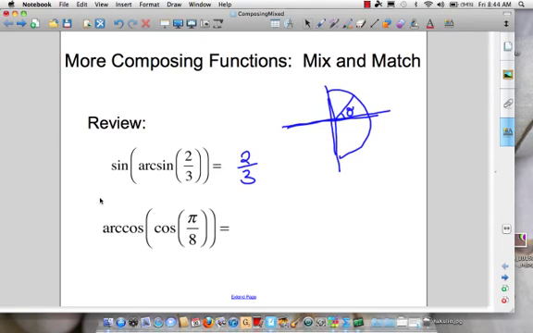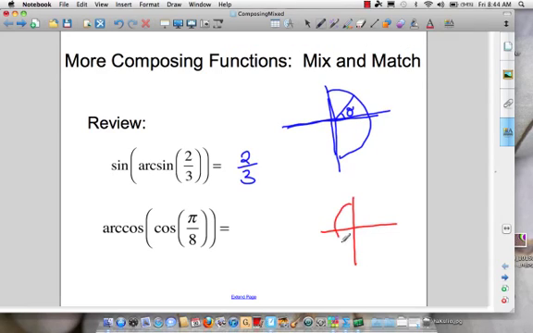If the inverse trig function is on the outside, in this case arc cosine, and the trig function, in this case cosine, is on the inside, you do have to think a little bit more carefully. Since pi over 8 is positive, we're in the first quadrant, it's a pretty safe bet that the answer will be pi over 8, but I would like to just draw a picture to think about this a little bit.